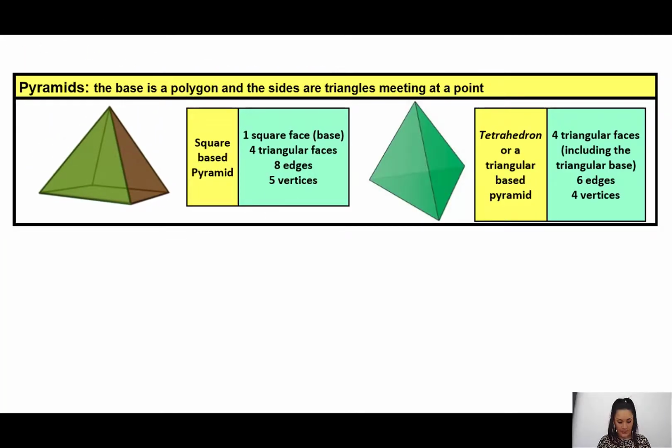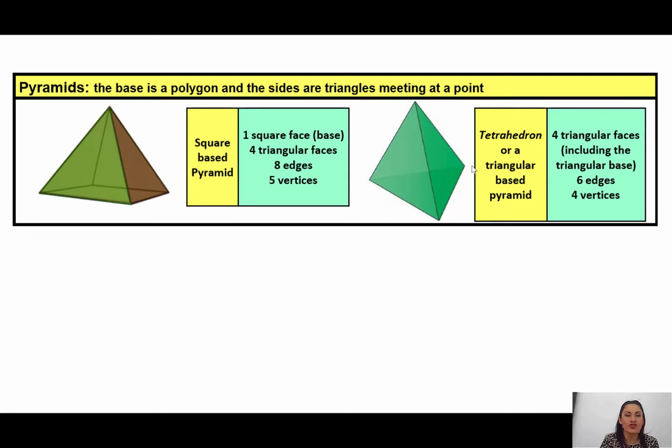Next we have our pyramids. Now our pyramids always meet at a point at the top. So a pyramid is identified by that point that they meet at the top. In Key Stage 2, the main pyramid you're going to learn about are square-based pyramids. So they are a pyramid where the base is made out of a square, and then the sides are triangles, and they all meet at one point at the top there.